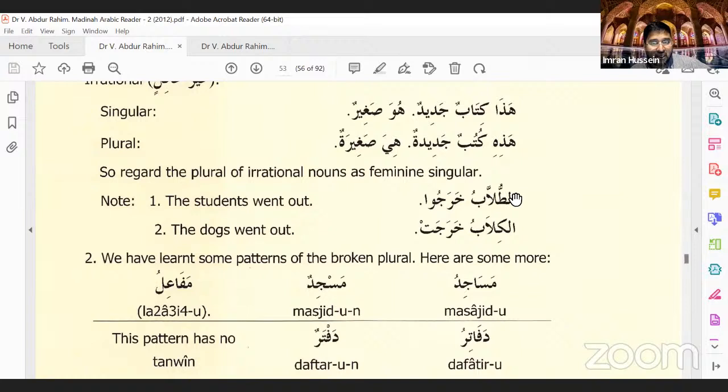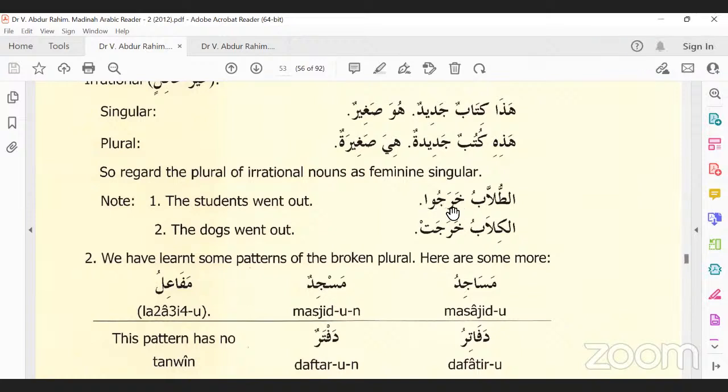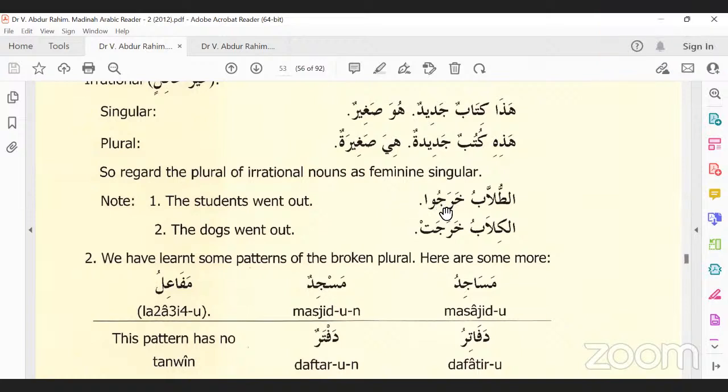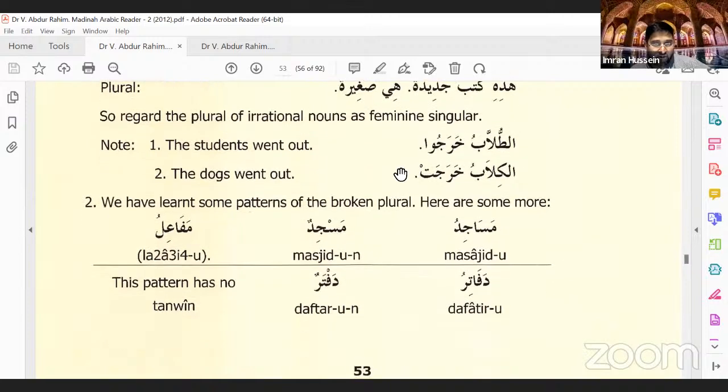Absolutely correct. But if at-tulabu comes after the verb, then you say singular: kharaja at-tulabu. So when the doer of the verb comes before the verb, the verb has to correspond in gender and number. At-tulabu is masculine, so it's kharaju. But if at-tulabu is situated after the verb, it will be kharaja at-tulabu. That was really good.